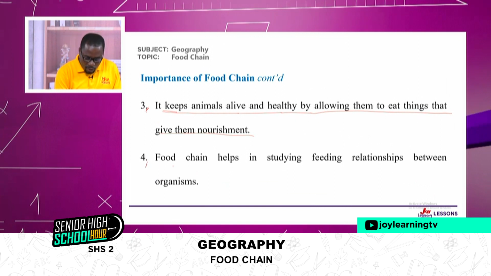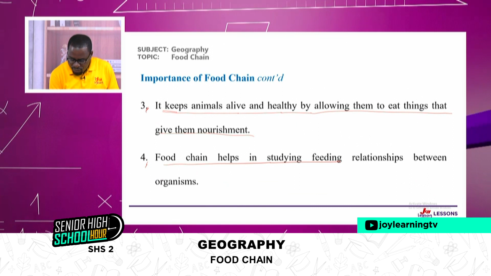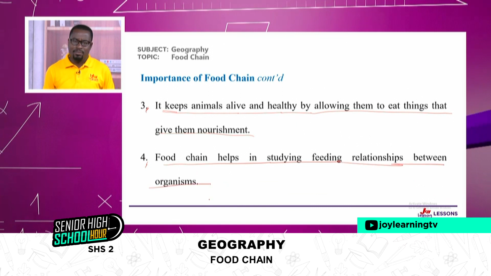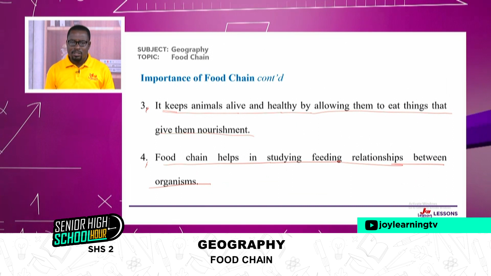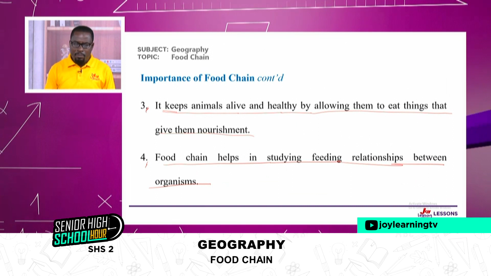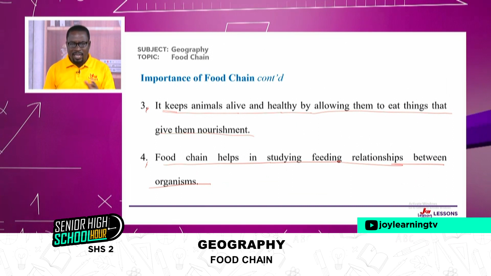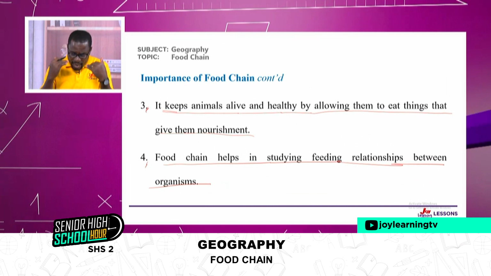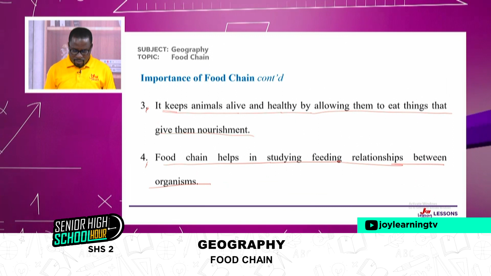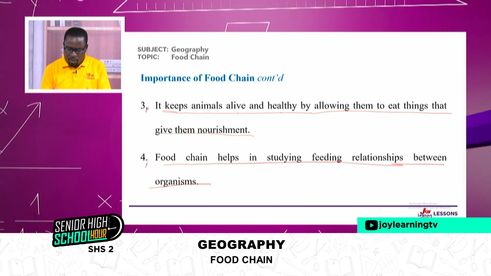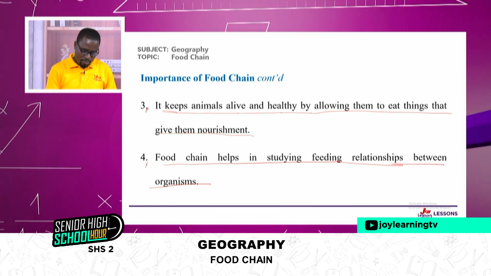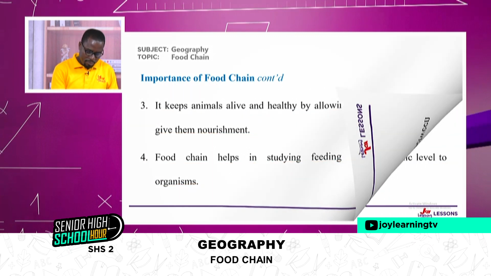Point 4. Food chain helps in studying feeding relationships between organisms. Yes. As we've been learning, I kept hammering on some organisms that this one feeds on the other, this one does this, this one does that. It is the food chain that gives us that idea. It helps us to study feeding relationships between the organisms. So it is very, very important.